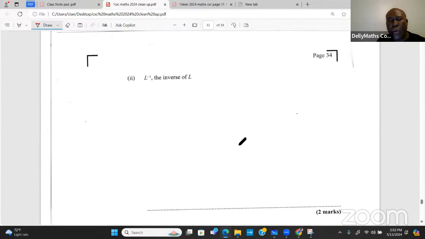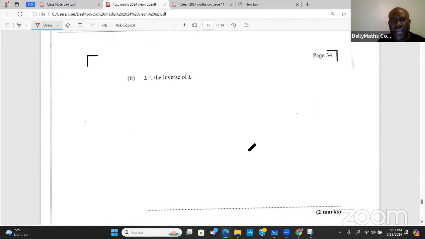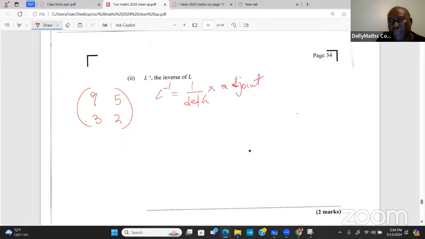All right. Let's look now. They want the inverse of L. Let me write the L. So I want the inverse of L. So this is the matrix L. Matrix L is as follows. It is 9, 5, 3, 2. We're going to do the inverse of L. The inverse of L is simply 1 over the determinant of L times the adjoint of L.